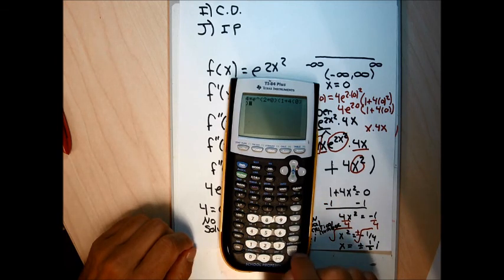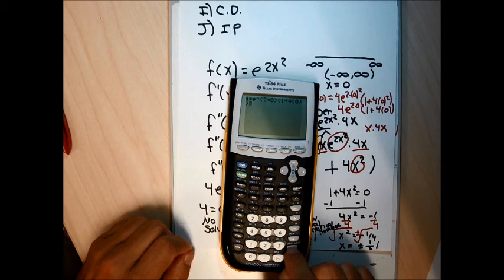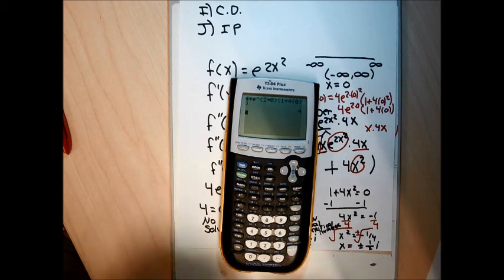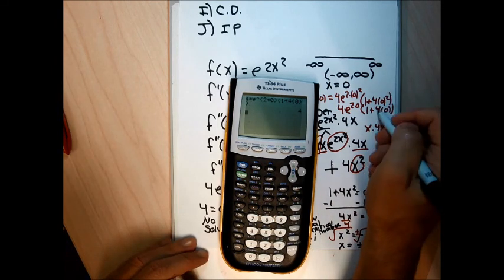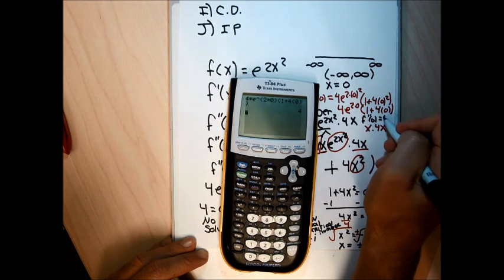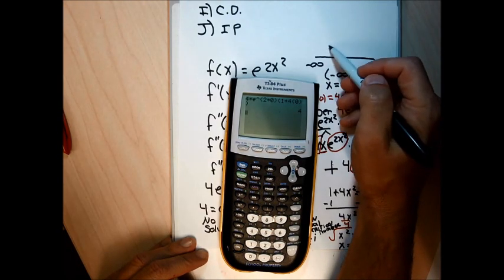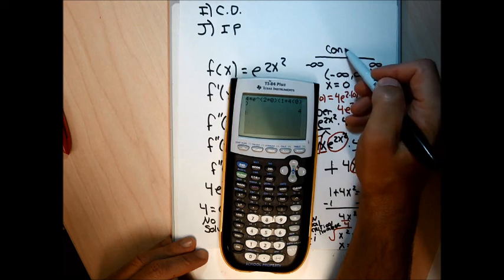And again, I'm only worried about the sign. If it's positive, the graph is concave up. If it's negative, the graph is concave down. I get positive 4 when I do this. So it equals 4. That's positive. So in this interval, the graph is concave up.